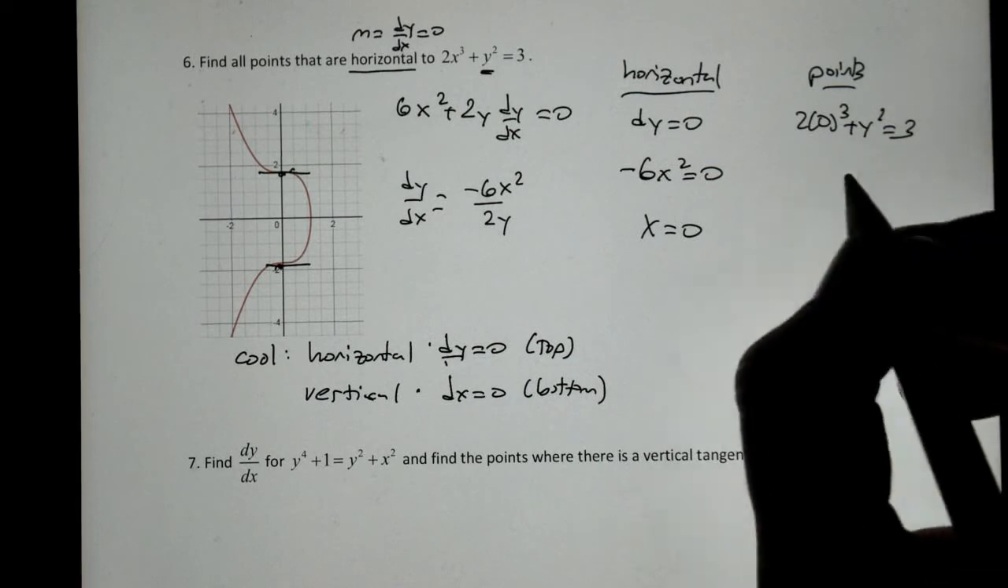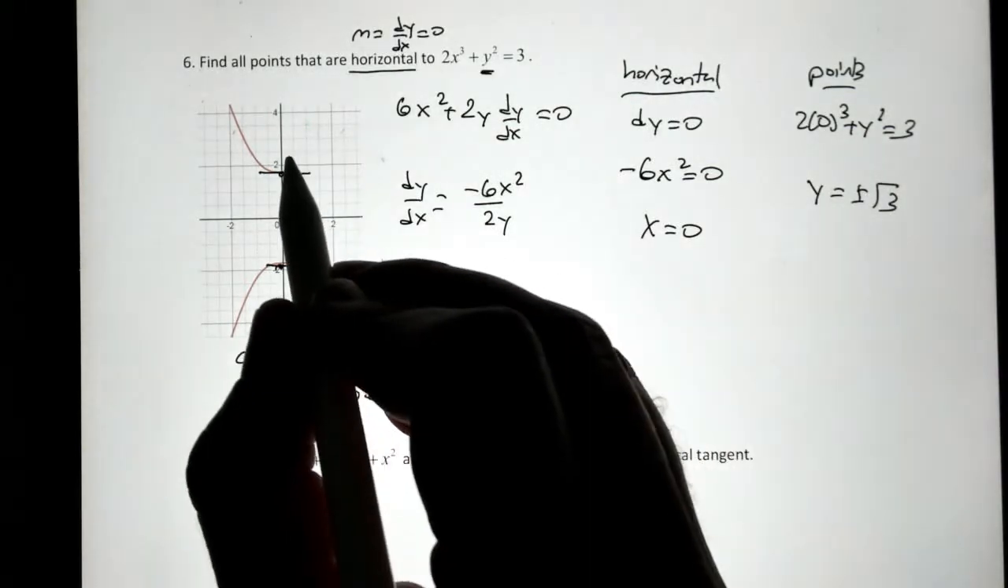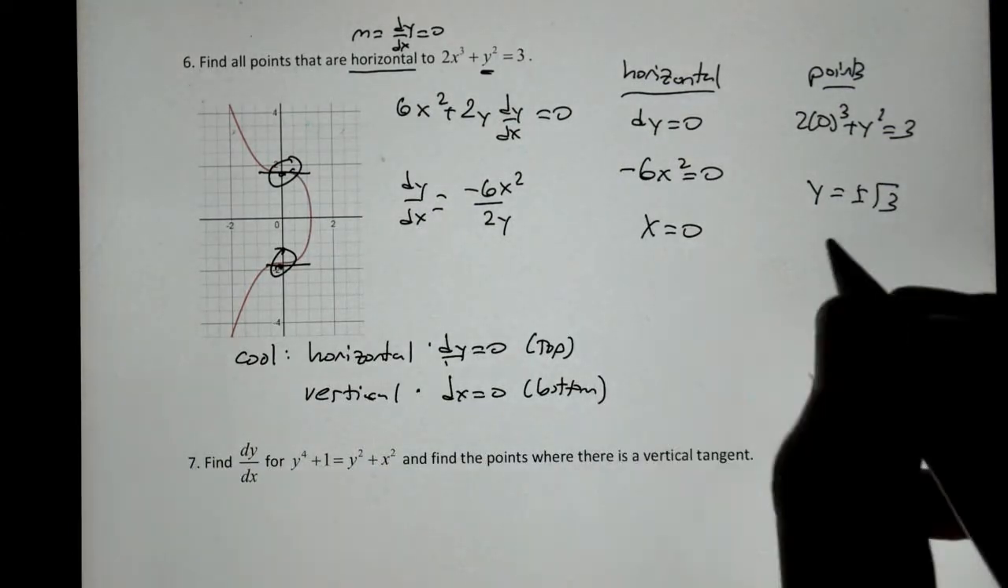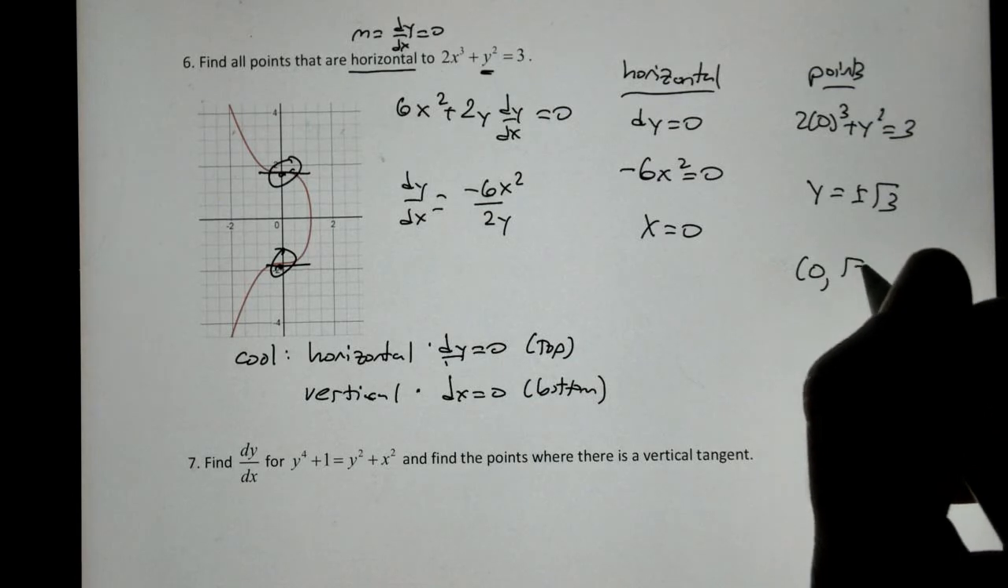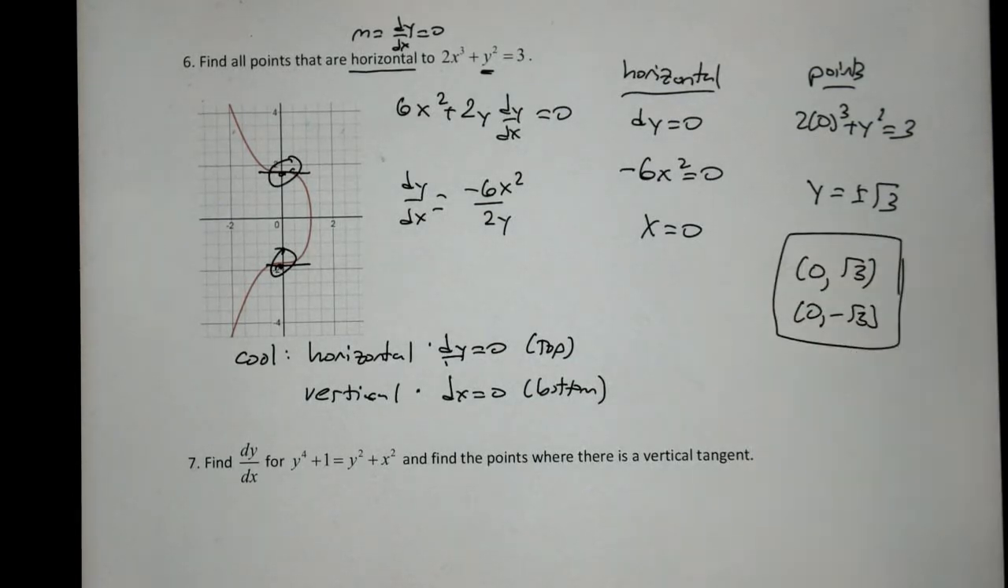And if you notice, we're going to get two answers. y is plus or minus root 3. And we should get two answers, because look at our graph. We have 2 points where there's a horizontal tangent right there. So they're going to be (0, root 3) and (0, negative root 3). And there's our two answers. Very easy to do. All right, for number 7.